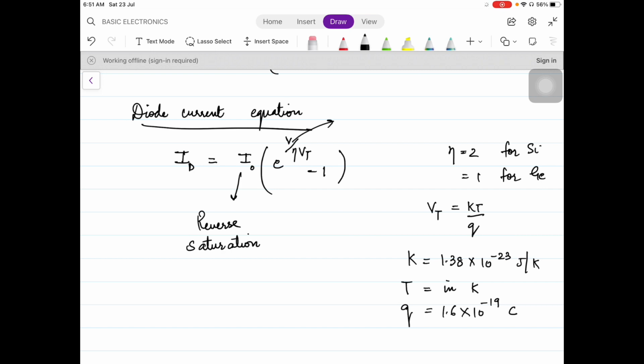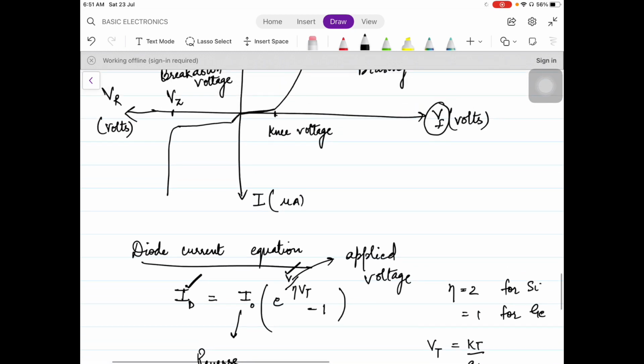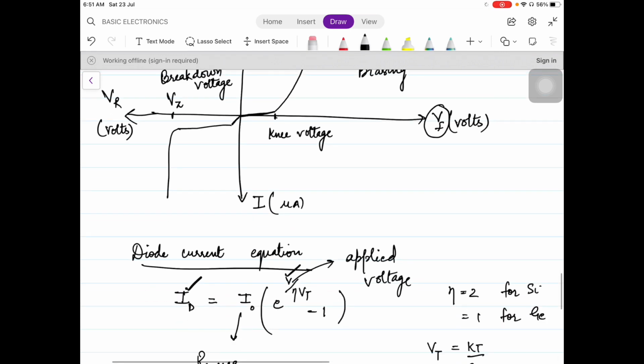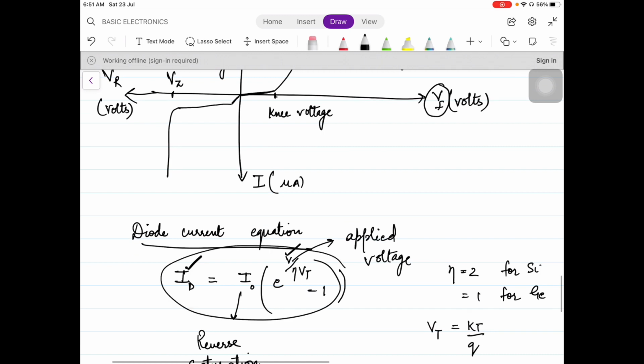And V is the applied voltage. So this is the diode current equation, very important, which relates the diode current and the diode voltage. Alright, so this is a non-linear equation. That is why in the graph, in the case of forward biasing, when we said that the current increases, we could have drawn a straight line also, but we have drawn it in the form of a curve. As you can easily see, the current is rising exponentially. So this is due to this particular equation.